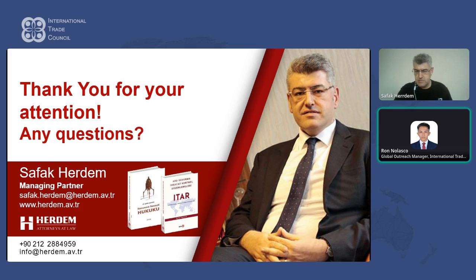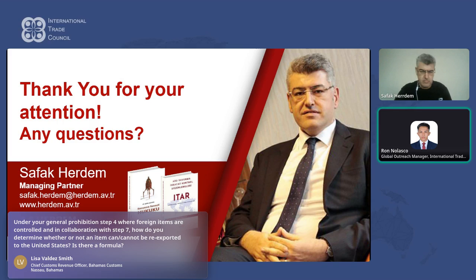So we have one question here from Lisa. Under your general prohibition step 4, where foreign items are controlled, and in collaboration with step 7, how do you determine whether or not an item can or cannot be exported to the United States? Is there a formula? There is no formula; the item should be reported, whether it will be re-exported or exported.